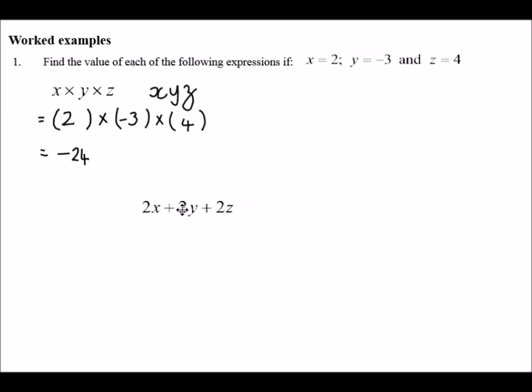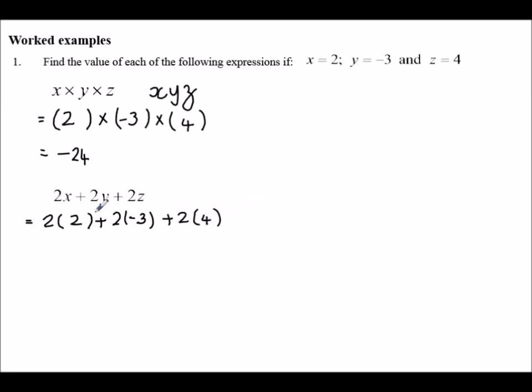The simplification. Let's look at the next one. First thing we're going to do is copy the pattern. So I will have 2x plus 2y plus 2z. X's value is 2. Here's my y bracket, which is -3, and z is 4.